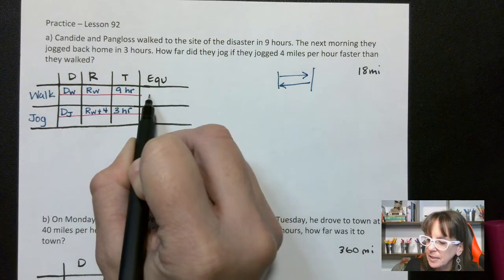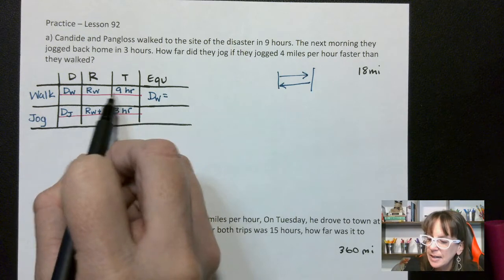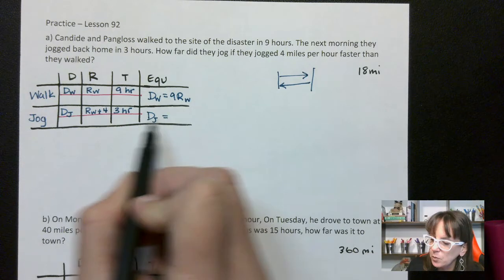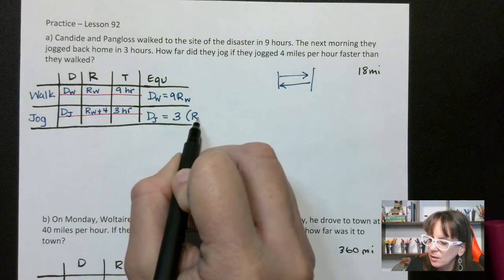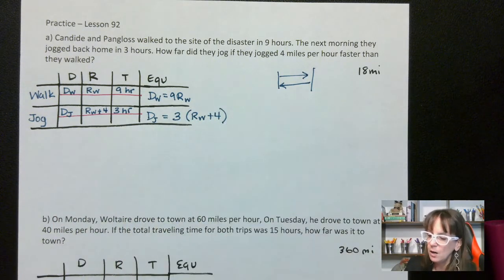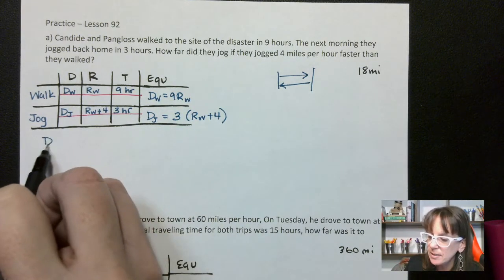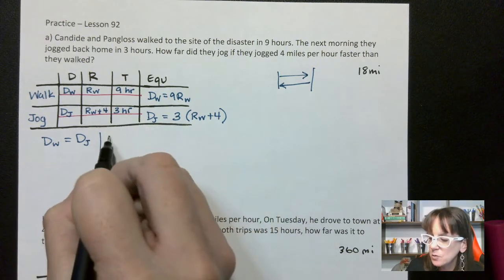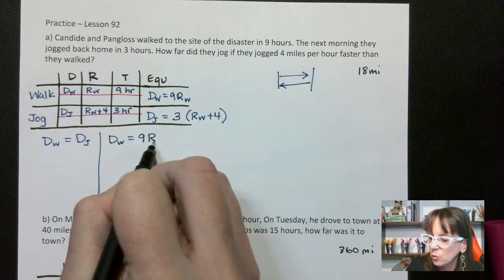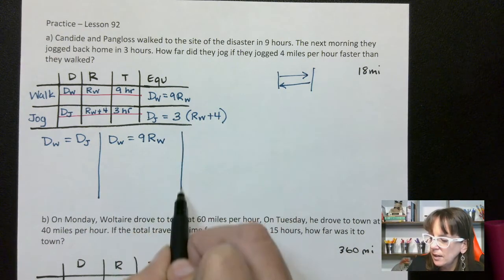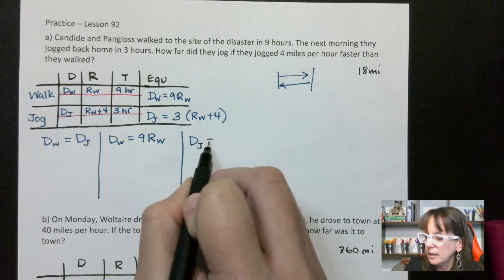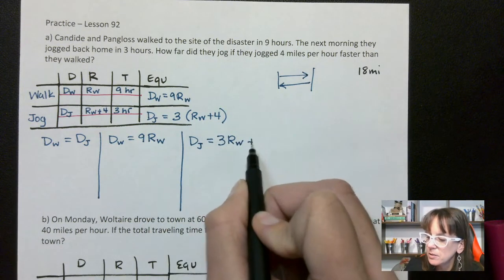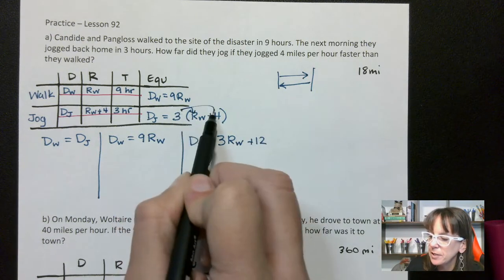So again, our equations are going to be dw equals 9 times rw, and we have dj equals 3 times rw plus 4. The first thing that we know is the distance walking equals the distance jogging. Then we have the distance walking equals 9 times the rate of walking. And we know that the distance jogging equals 3 times the rate walking plus 12. I went ahead and distributed from here to here.